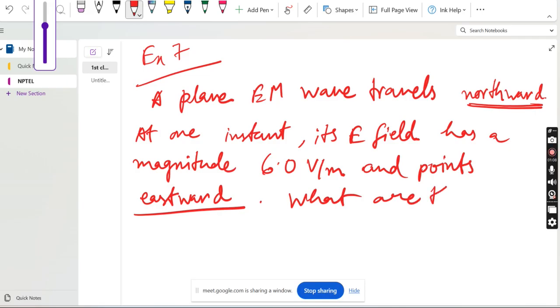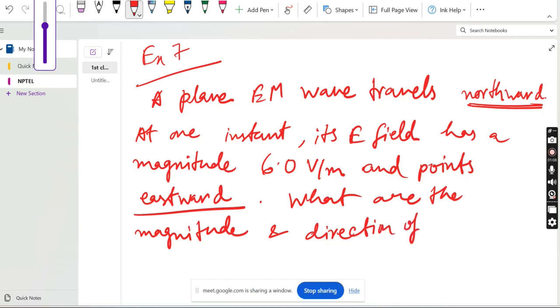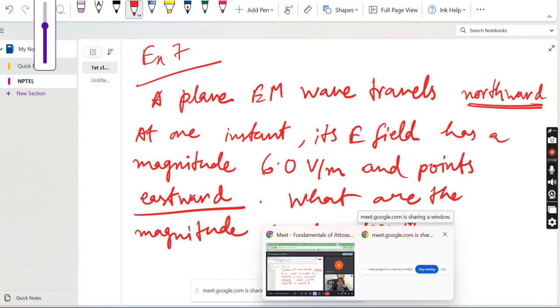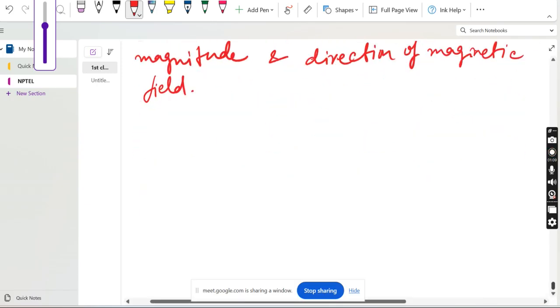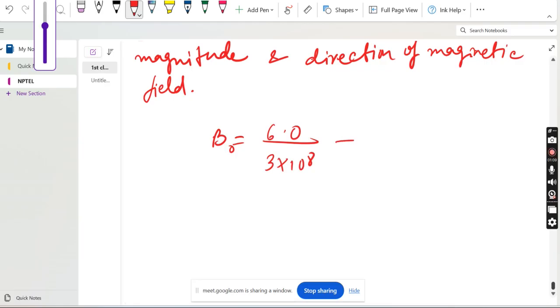What are the magnitude and direction of the magnetic field? So the magnetic part is the easier part. We know this is 6.0 divided by 3 into 10 to the power 8, which is 2 into 10 to the power minus 8 Tesla. Direction.